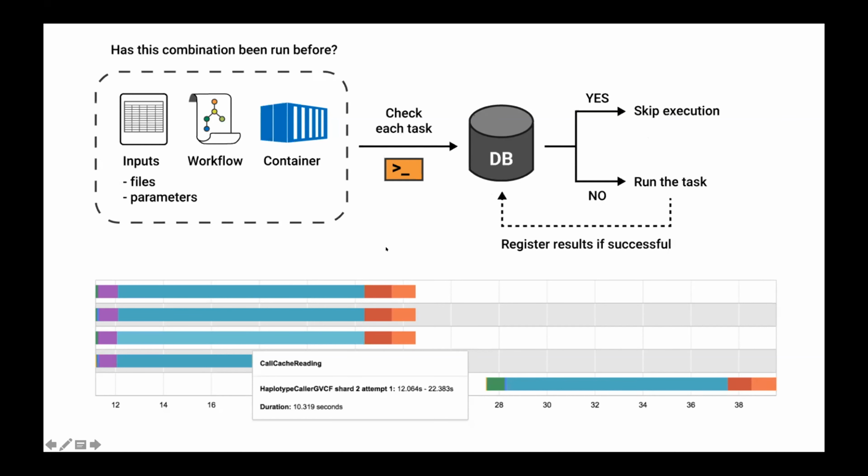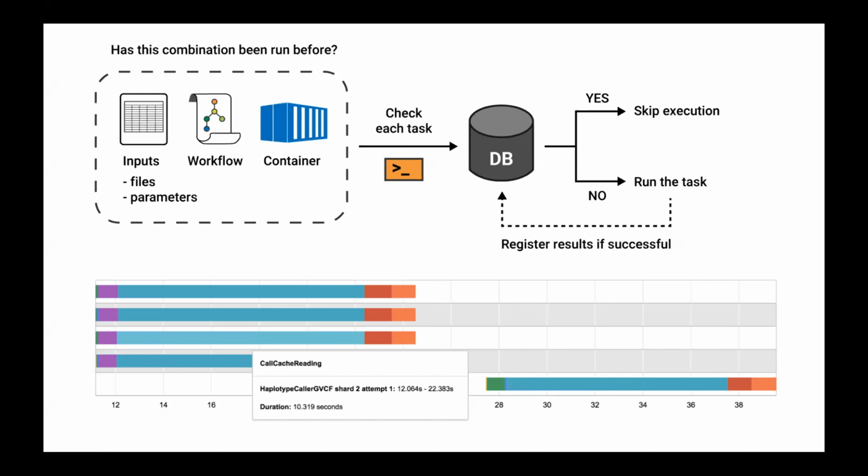And that can be a huge time saver and money saver if you're developing workflows and you're tweaking some task halfway down your workflow, and the early tasks, you don't want to have to run them again and again. So you just call cache and skip right through all that execution. Same thing if you have a transient failure or something like that, you can just restart the workflow and it'll pick up where it failed. So this is very convenient.